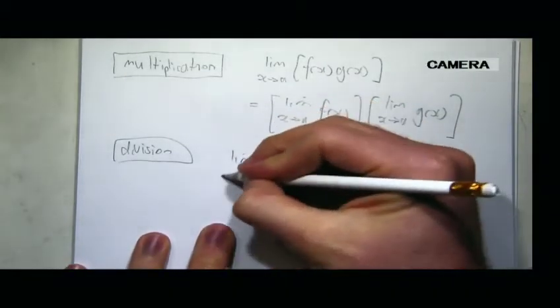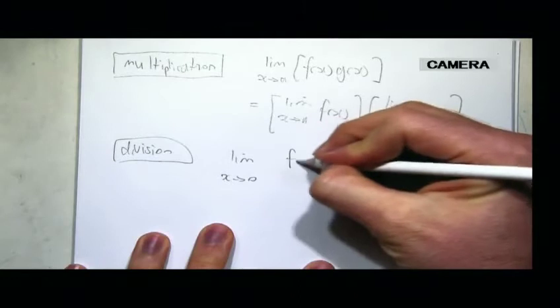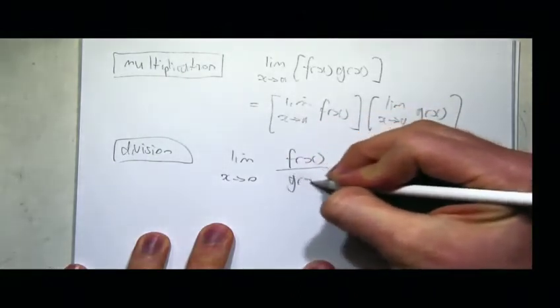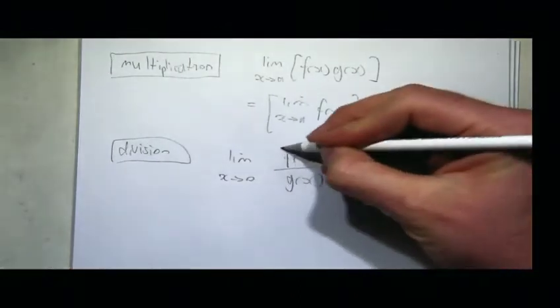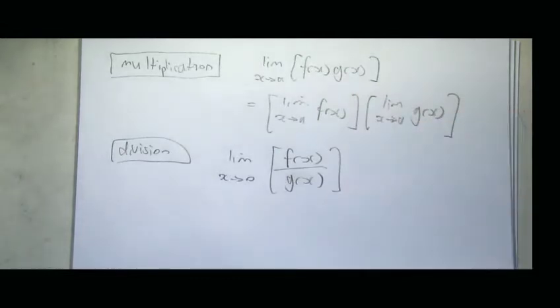We want to calculate the limit as x goes to 0 of some function of x over some other function of x. That's what we're aiming to achieve here. And there are three situations. There is the situation where the bottom is 0. There is a situation where the bottom isn't 0. And there is a situation where they're both 0. So there's three.